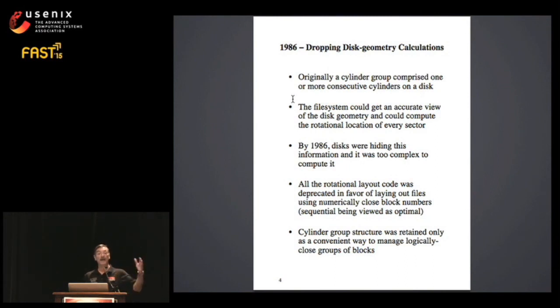And so from there on out, we just said, all right, we don't know what the geometry is, so the best thing for us to do is just lay things out contiguously. That is, if we assume that blocks are laid out more or less together on disks, which isn't necessarily true, but it's mostly true, then if you lay things out with sequential block numbers, you're going to get a good layout. We kept the name cylinder group, but it's really just a way of talking about a collection of blocks that are being managed.